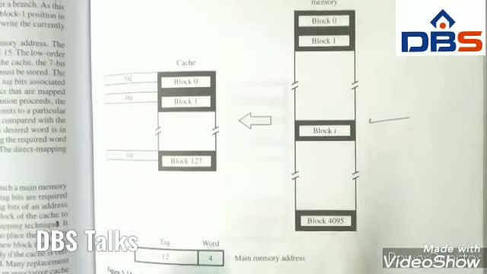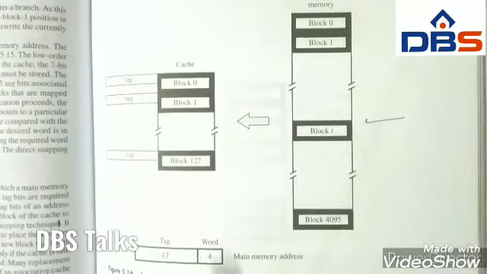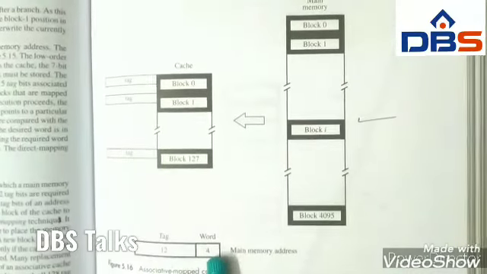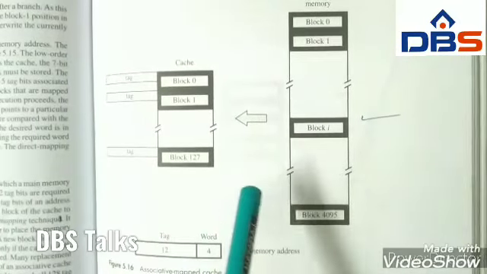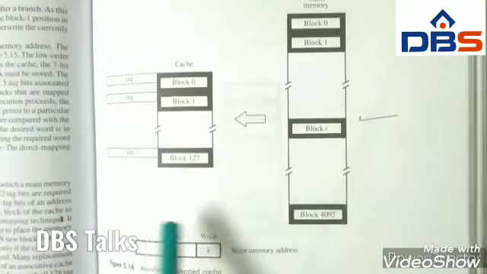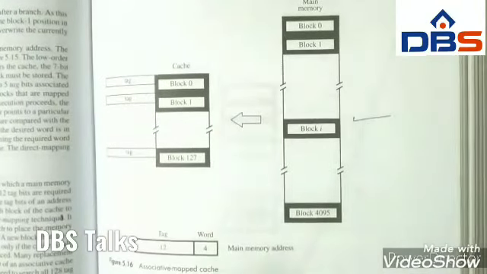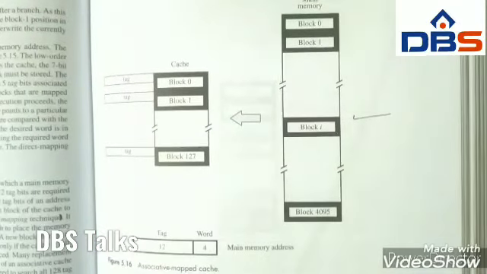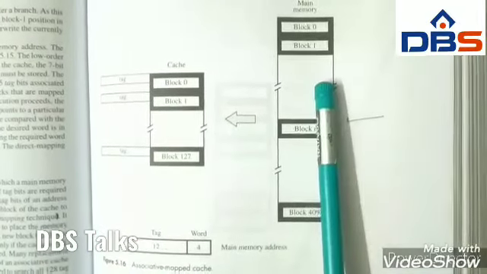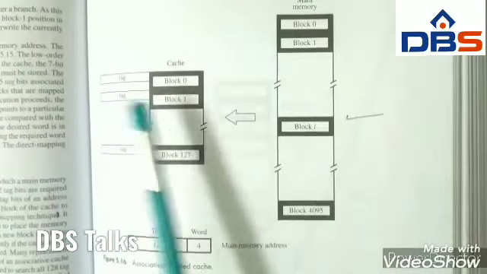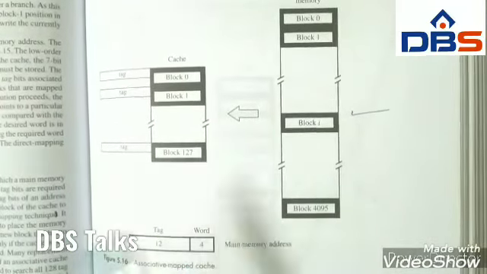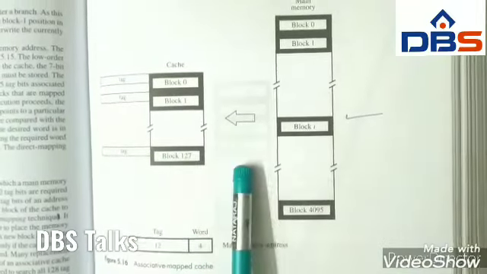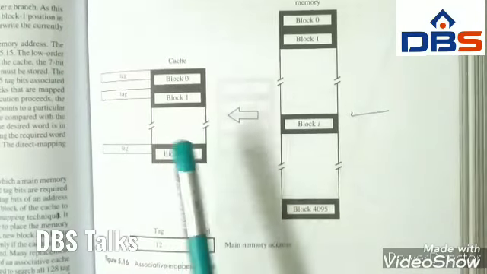Now coming to associative mapping. Here two fields are divided, like tag and word. Here a processor requires some information, and the tag which is available in the processor bits is compared to the tag available in the cache. Here any block is copied into any block in this cache memory. Now this is very useful. Here the replacement algorithm is required whenever the cache is full.